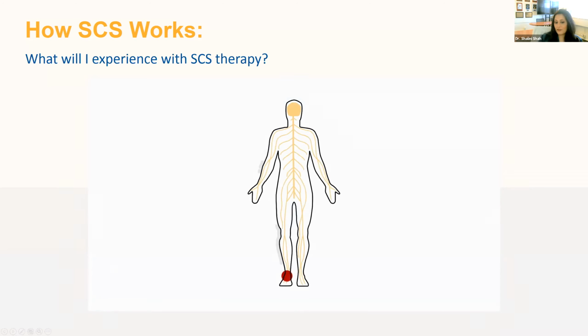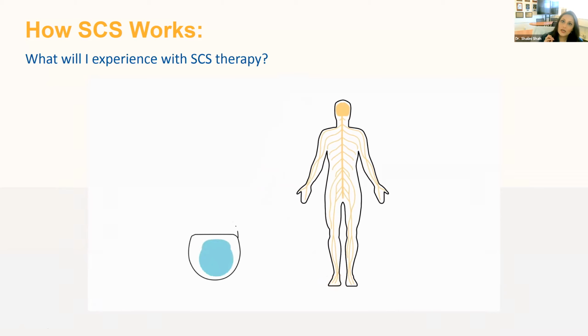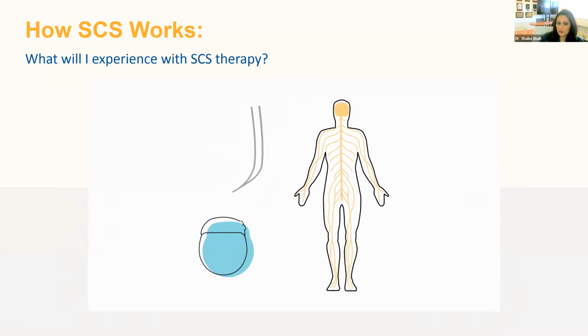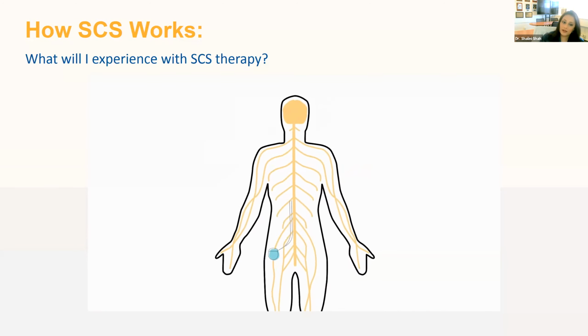So here we have this gentleman here with foot pain, and the pain signal goes up from the nerves to the spinal cord and then to the brain for processing. And anyone who has pain knows that those signals are much more frequent than a normal signal would be. So the problem with pain is that you get an abnormal barrage of pain signals entering the spinal cord and then the brain. So the way the stimulator works is that we implant these two leads plus the battery.